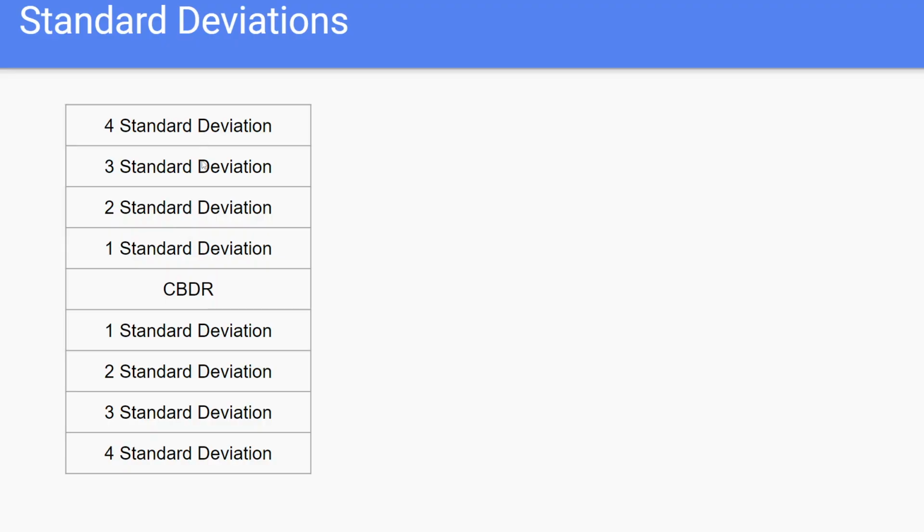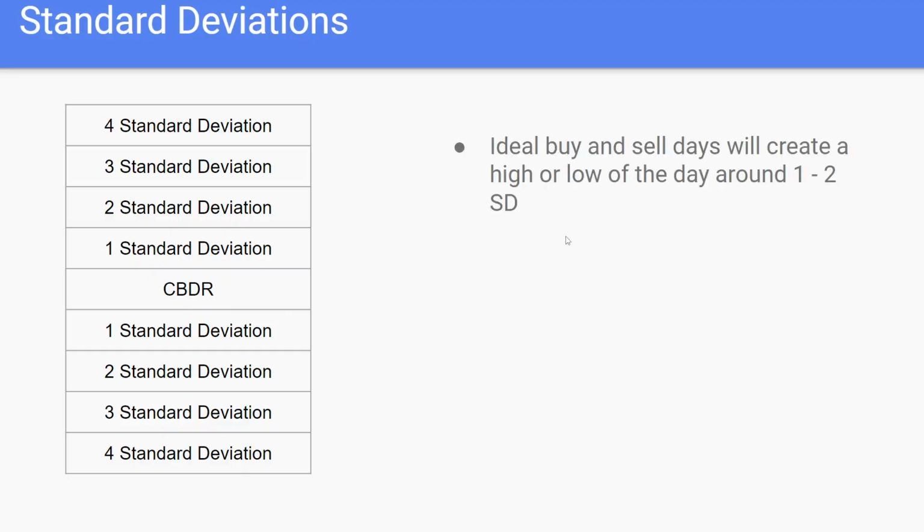We're going to utilize standard deviations to help us aid with high or low of the day. So ideal buy days and sell days will create a high or low around 1 or 2 standard deviations. So basically, if price action was to rise and start turning around this 2 standard deviation phase right here, and then reversing and creating a sell model that happened within 2 standard deviations of the central bank dealers range, that is going to give you an indication that has created the high of the day and sells are now valid in price action.